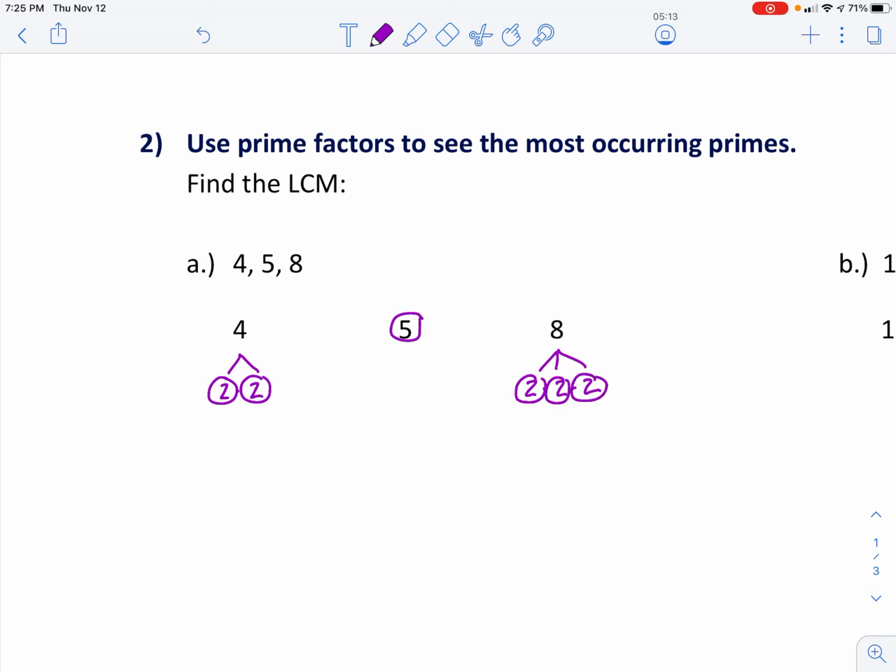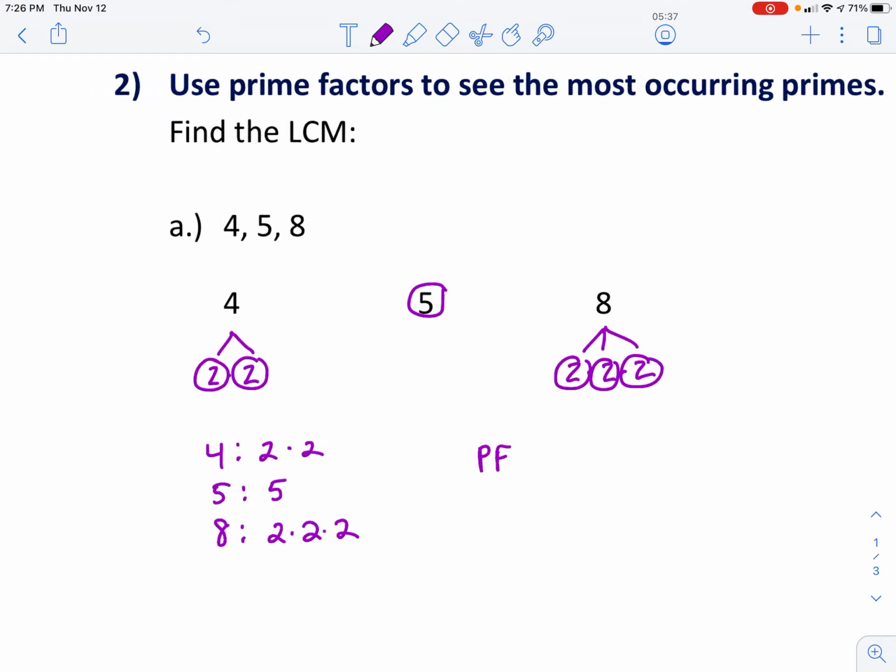So we list our prime factors down here because I want you to be able to see them in a certain way. So let's list down what we discovered. We have 2 times 2, we have 5, and we have 2 times 2 times 2. Okay, now over here to the right, I'm going to write the prime factors, but I want to identify the most occurring primes. So what do I mean by that?